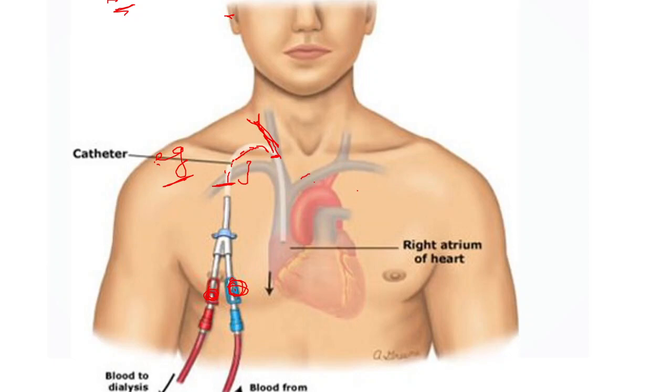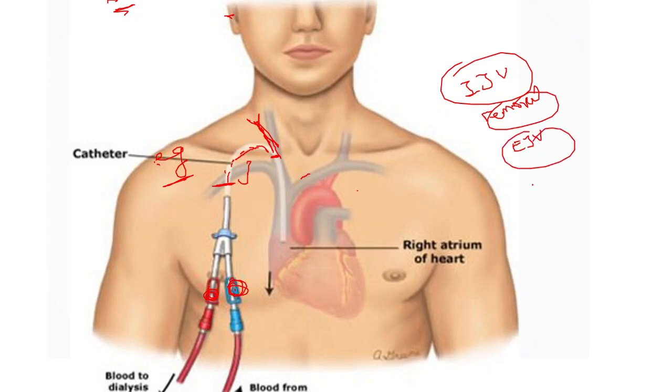What are the vessels it can be placed in? Ideally, the internal jugular vein, right side or left side. Femoral veins can be preferred if the IJV is having some issue. External jugular vein, if the patient has a good-sized external jugular vein. Lumbar vein, and rarely subclavian vein also.